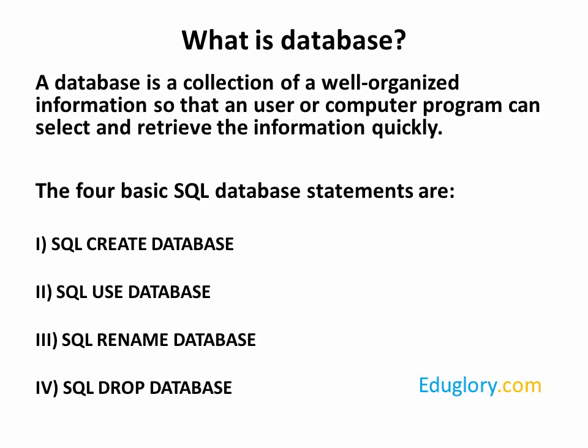Now, let's understand what is database. We have learned what data is, but this data could be random. However, database helps us to arrange this data systematically. In simple words, database is a collection of well-organized information that allows the users to select and retrieve the information quickly and efficiently. The four basic SQL database statements include create database, use database, rename database, and drop database.